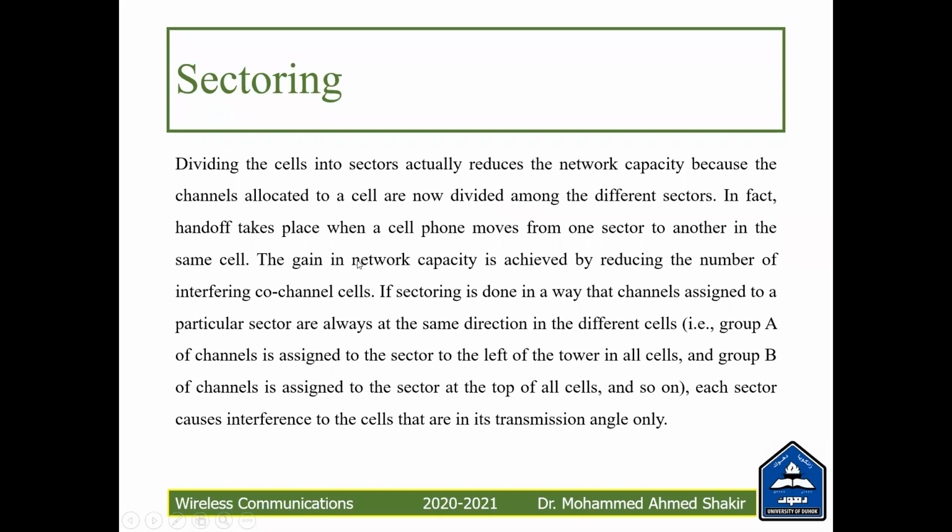The gain in the network capacity is achieved by reducing the number of interfering co-channel cells, I mean I naught will be reduced. If the sectoring is done in a way that channels assigned to a particular sector are always in the same direction in different cells, it means group A of the channels is assigned to the sector to the left of the tower in the cells, and group B of the channels is assigned to the sector at the top of all cells, and so on. Each sector causes interference only to the cells that are in its transmission angle.